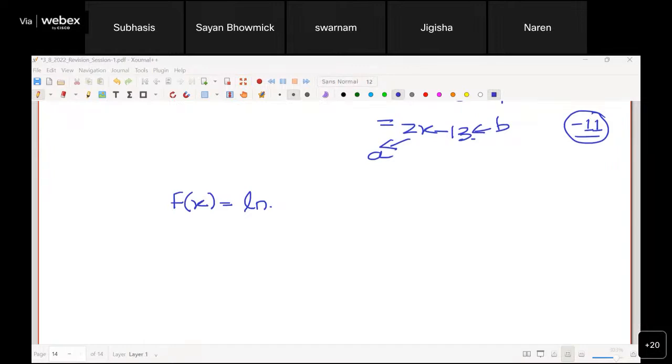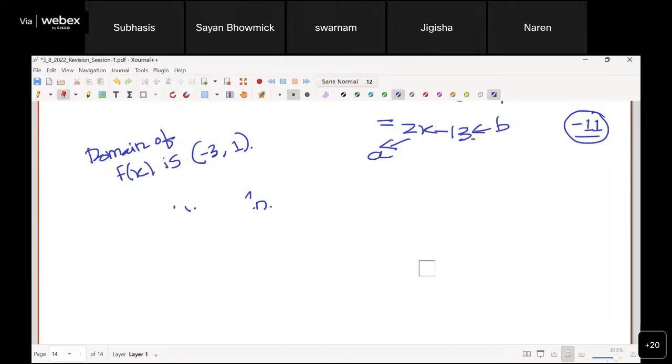Please mute yourself. The domain of f of x is -3 to 1. This is the domain. Then what will be the domain of f of ln x?